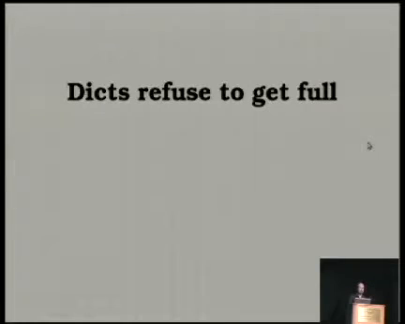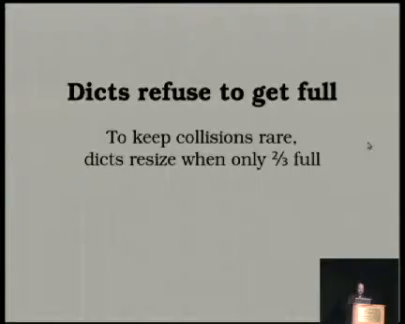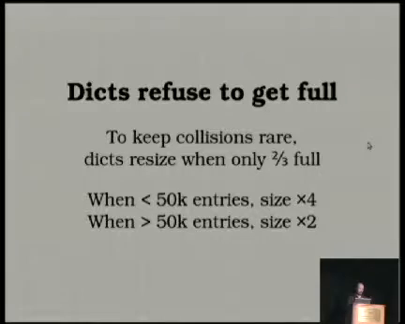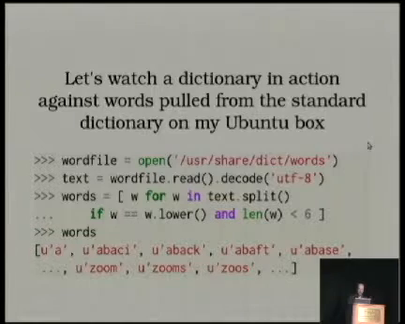So at that point, the story just gets better from here, because dicts refuse to get full. You cannot fill that table I just showed you with 8 entries. Because collisions are expensive, dicts resize when they get to 2/3 full. Small dicts go ahead and chew up 4 times the memory. They quadruple the size of that table. When they get kind of big, they start doubling so they don't waste too much of your RAM with empty slots. So let's watch a dictionary in action.